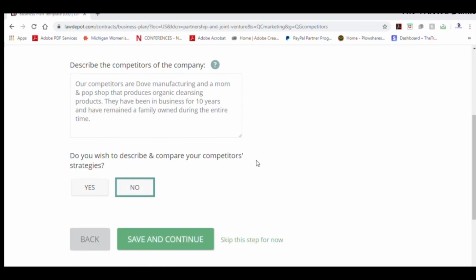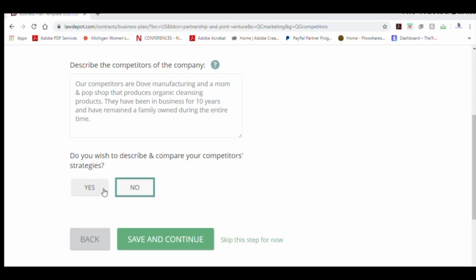So this next question asks, do you wish to describe and compare your competitors' strategies? I would say yes. If you've done a lot of research in this area, it's always good to list out and to let the lenders know that you have done research on your competitors. You know what their strategies are, and compared to your strategies, how they compare.